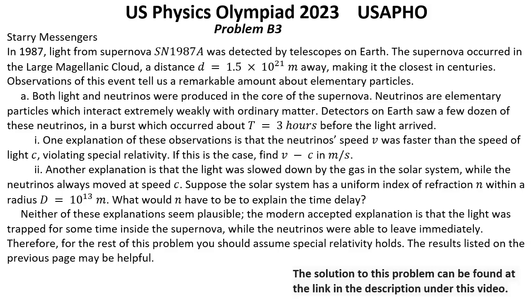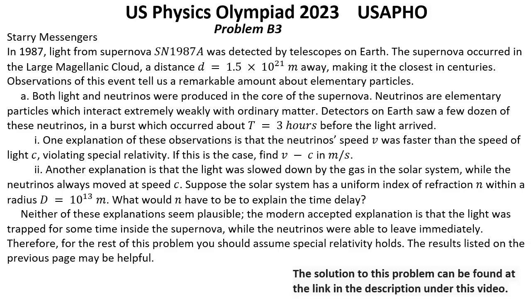Part A. Both light and neutrinos were produced in the core of the supernova. Neutrinos are elementary particles which interact extremely weakly with the ordinary matter. Detectors on Earth saw a few dozen of these neutrinos in a burst which occurred about t equal 3 hours before the light arrived.